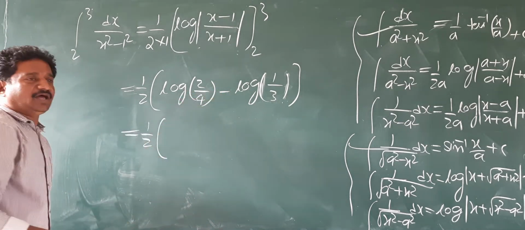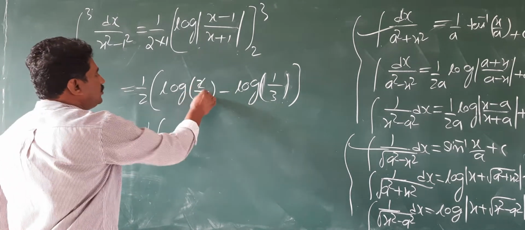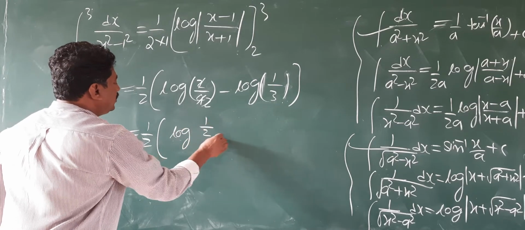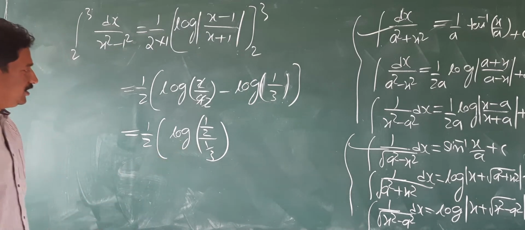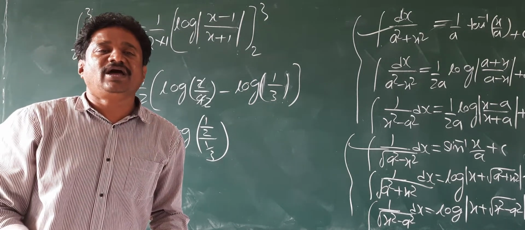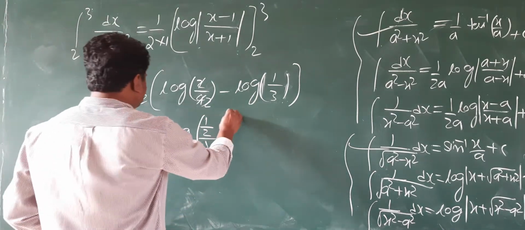log m minus log n. What is log m minus log n? Log m by n. It is 1 by 2, 2 over. So tell me, students, 1 by 2 by what? 1 by 3. 1 by 2 by 1 by 3. Log m minus log n is log m by n. Reciprocal, reverse it.